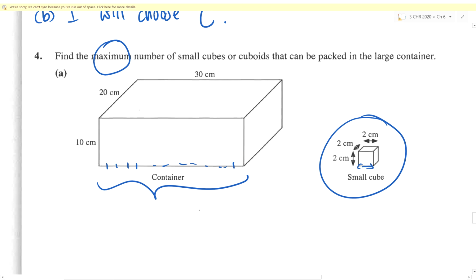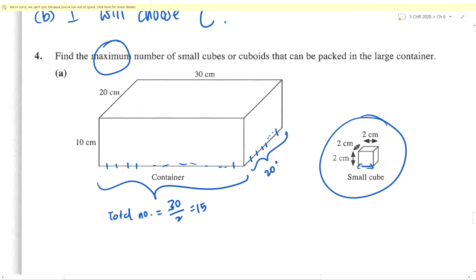Okay, so total number equals to 30 divided by 2. So here we have 15. That is horizontally. Horizontally we can put 15 side by side. That will be just nice 30. What about this side? If I were to put them side by side very neatly, how many do you think there will be?